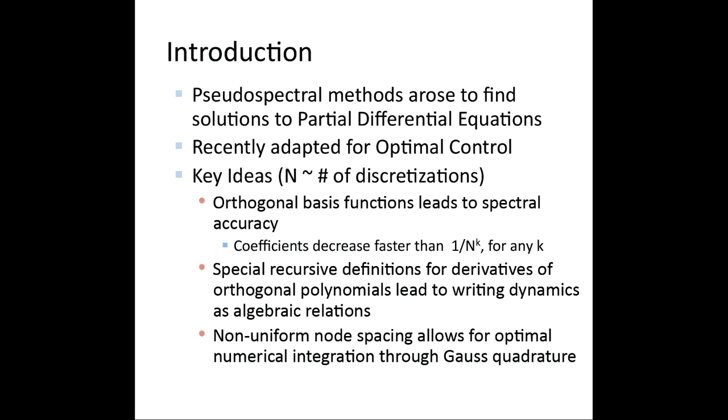The key idea, given n as the number of discretization points in time, is to use orthogonal basis functions that result in spectral accuracy. Specifically, the coefficients decrease faster than 1 over n to the k for any k. Special recursive definitions for derivatives of orthogonal polynomials enable us to write the system dynamics as algebraic relations, and non-uniform node spacing enables optimal numerical integration using Gauss quadrature.